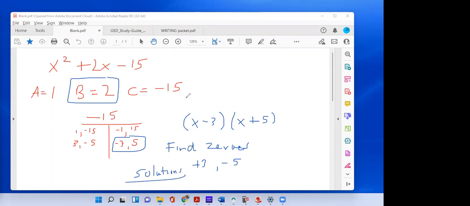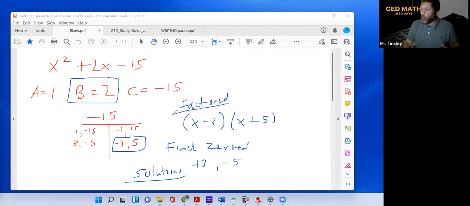Your answer is this, or this would be factored. They can ask you either one. You have to be prepared.